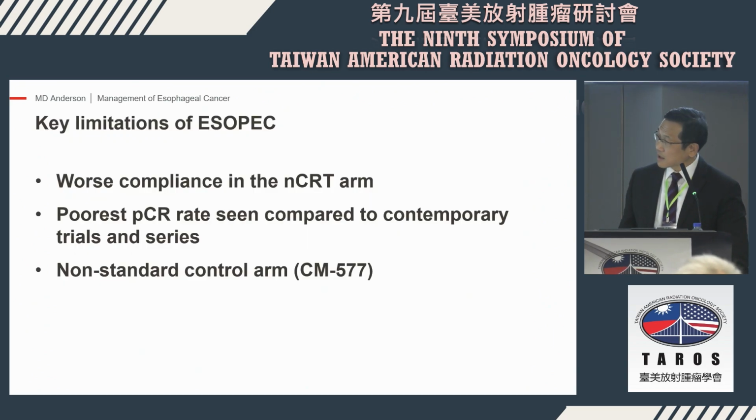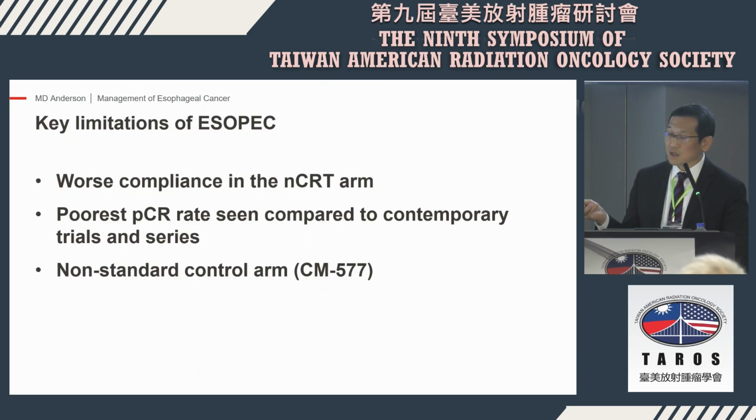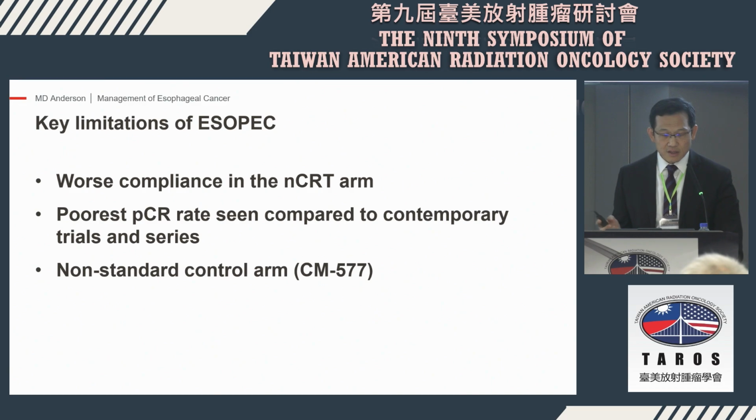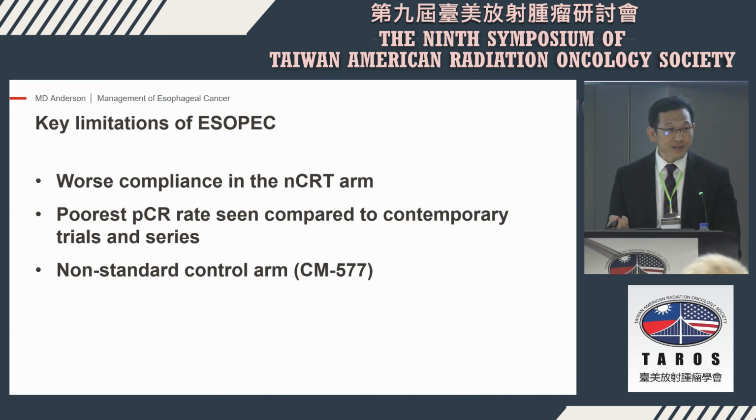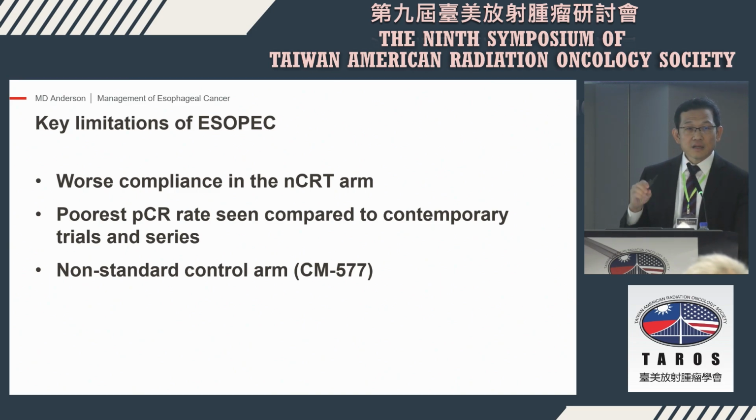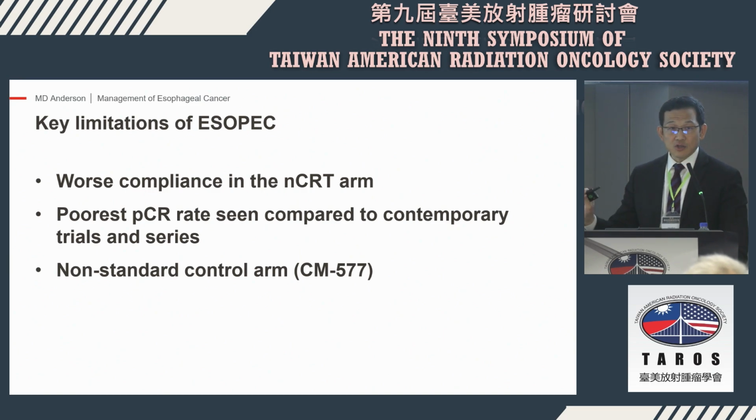So the key limitation is the worst compliance in the chemoradiation group, the poorest complete response we've ever seen in any contemporary trial, and this non-standard control arm. Because what we know up to this point is that the current standard for chemoradiation is not CROSS alone, it is CROSS followed by nivolumab. That's the current standard of care. In the ESOPEC study, the control arm was just CROSS without the nivolumab, so the control arm is already worse and not standard of care.